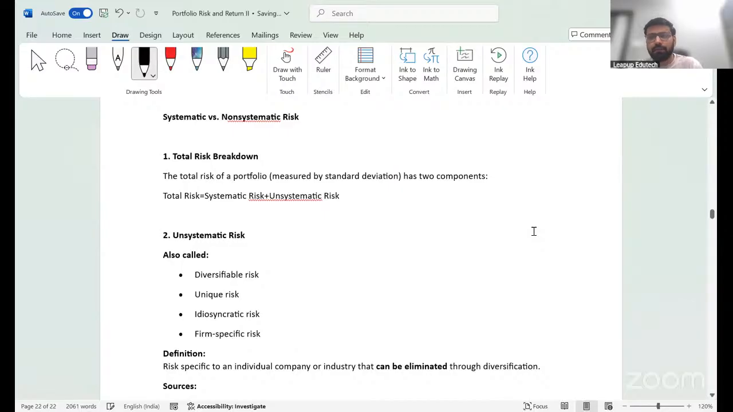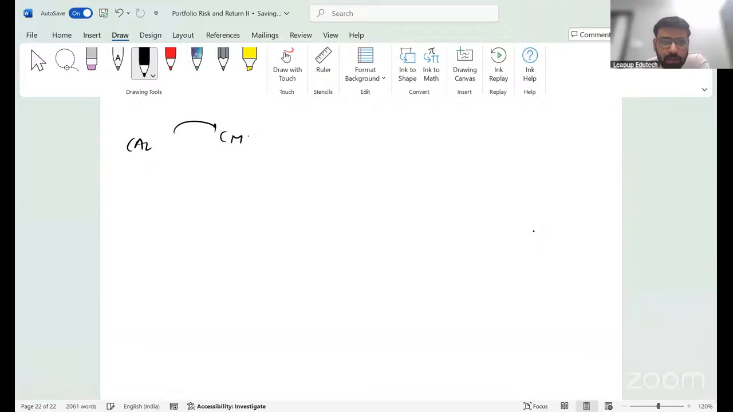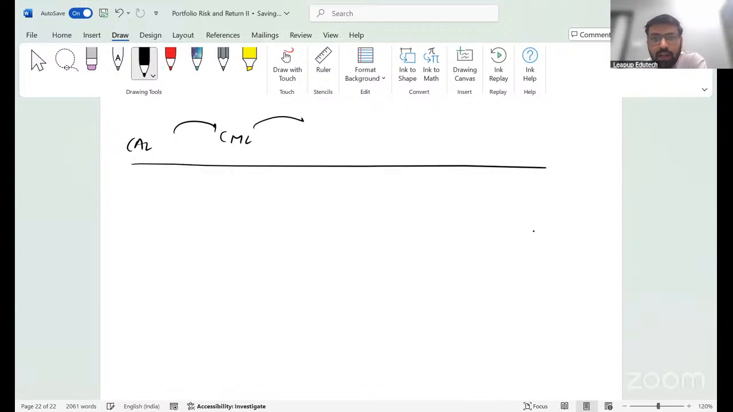All right, sir, fair enough. Everyone with me, understanding everything, understanding CAL completely, understanding how CML originated from CAL but with homogeneous expectations, and ultimately what lending portfolios and borrowing portfolios are. It's a common concept for both CAL and CML. With me, guys, so far, yes or no?